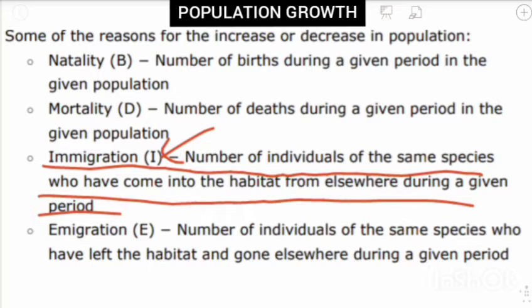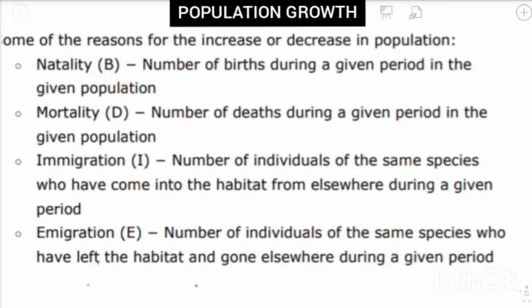The number of individuals of the same species means, for example, human beings, Homo sapiens. So the number of human beings who have come from their place to our place is known as immigration in simple language. In official language, we say the number of individuals of the same species who have come into the habitat from elsewhere during a given period. The given period is very important, right? We are calculating in a particular period of time.